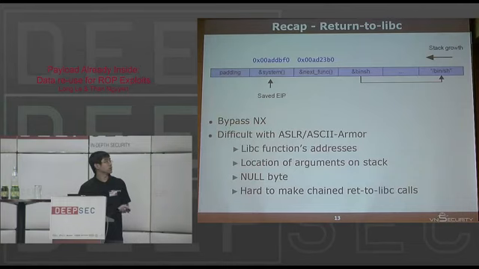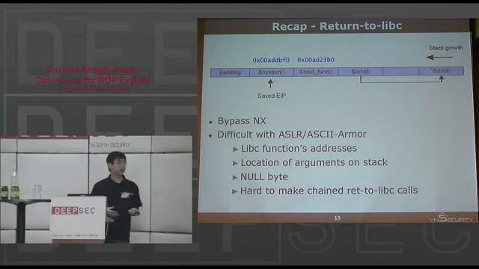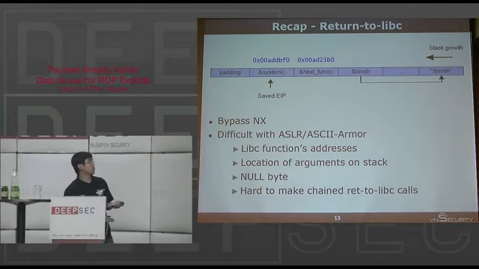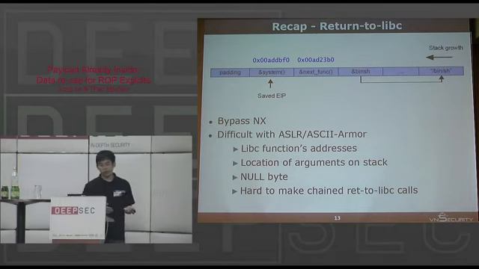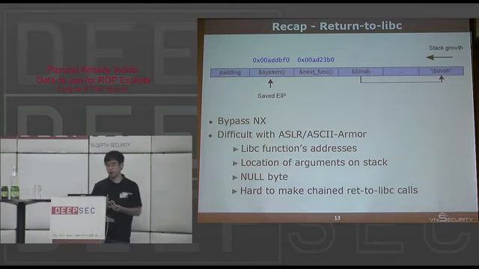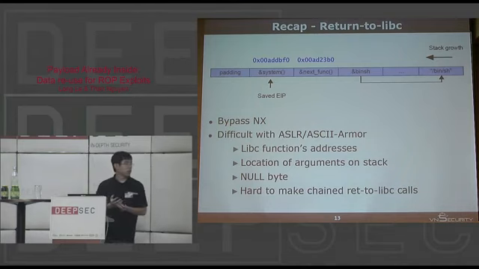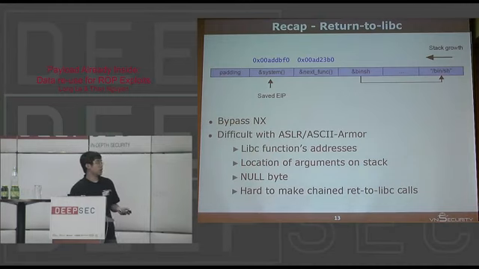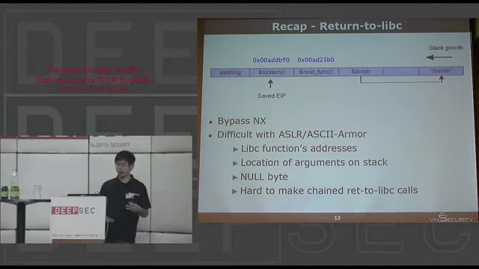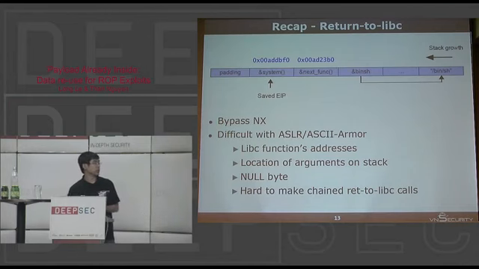I'll just skip this. Return to libc is the simple technique where you return back to a library function, for example, return back to system. Like mentioned before, this will be pretty hard with ASLR and ASCII armor, because the libc function itself is randomized and the stack is also random, so it's not easy to find the location of the argument on the stack. You also have the problem with the null byte, and because of the null byte, it's hard to make the chain return to libc code.